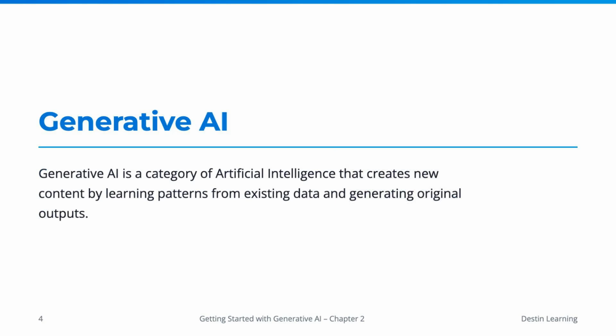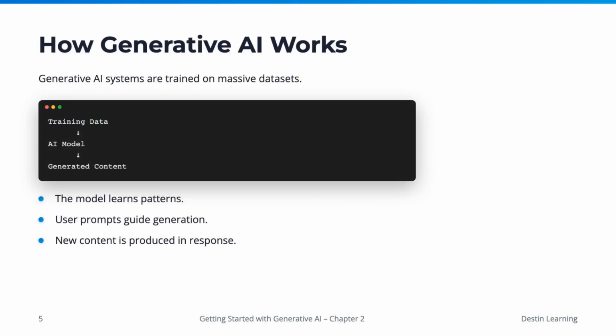Its primary function is to create novel content by identifying and internalizing patterns from existing data, then using these learned patterns to generate unique and original outputs. This capability marks a significant leap in AI technology. Understanding how generative AI works is key.